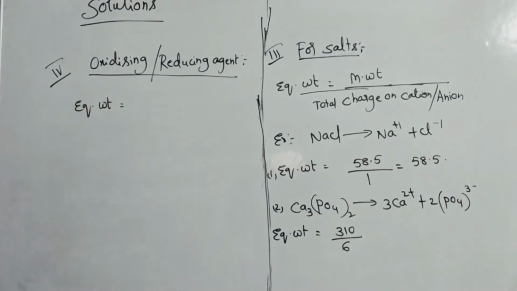Here n is, it can be valency of any element, it can be acidity or basicity of an acid, it can be acidity of a base, or it can be valency of any element, or it can be a change in oxidation number also. Change in oxidation number. Okay, so this is the relation between N and M. Okay, so this is a very important formula, right?